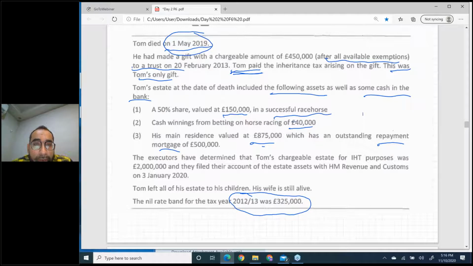Now just for your knowledge, by looking at the main residence, something clicked in my mind, the residence NRB. Maybe the examiner may ask residence NRB because his death estate includes the residence. Okay, now let's do the MCQ number 4, the second last MCQ. Easy one.